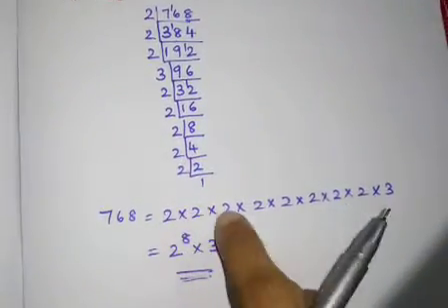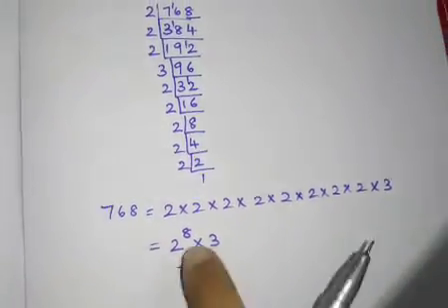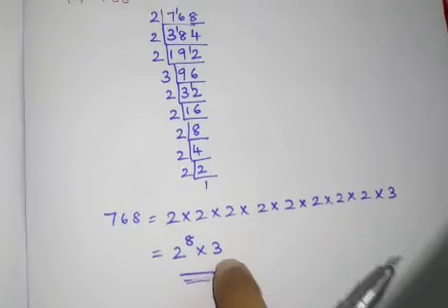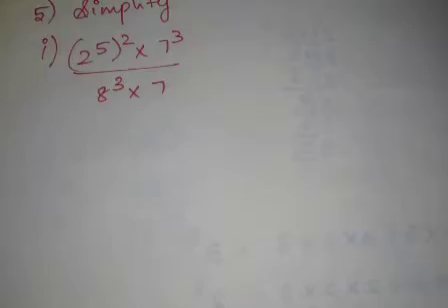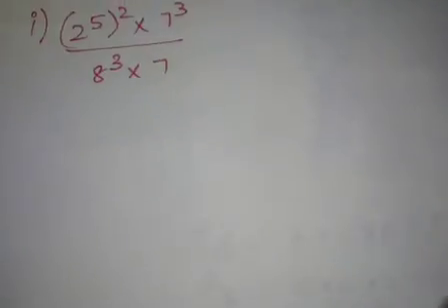Or you can write, if it is given, then count all the 2s, how many times it is multiplied. 2 power 8 into 3. Okay, understood? This is your fifth problem. This is just a simplification problem and it's very easy.